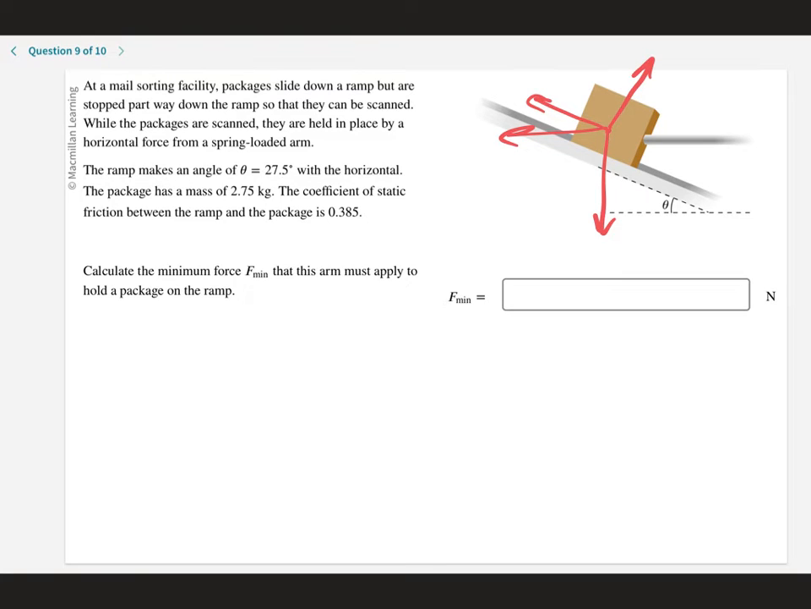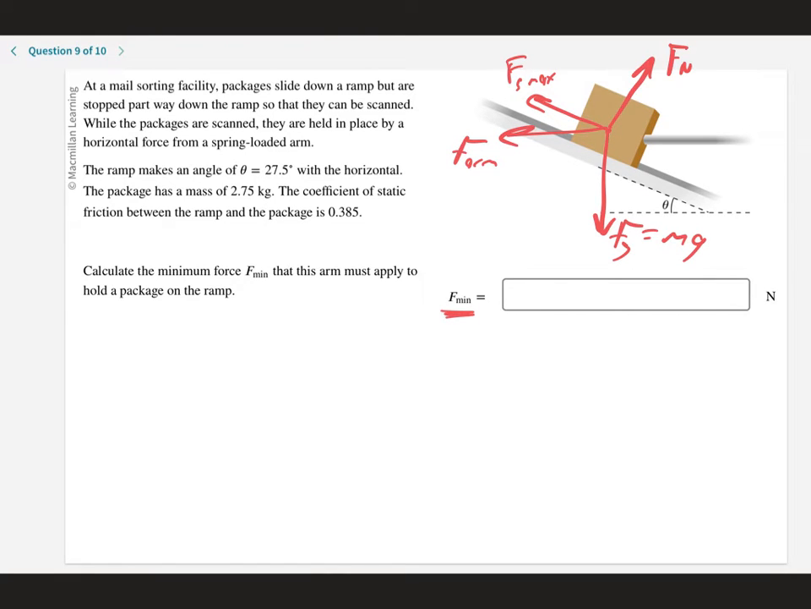We know that this normal force is perpendicular to the ramp. We know that the frictional force, Fs, is going to be at its maximum static friction because we're asked to find the minimum force that the arm would push at, and that's going to occur when the friction is holding it up as much as it can, which is going to happen at the maximum, Fs max, maximum static friction. Then we have our arm force, and we have gravity, Fg, which is going to equal m times g.